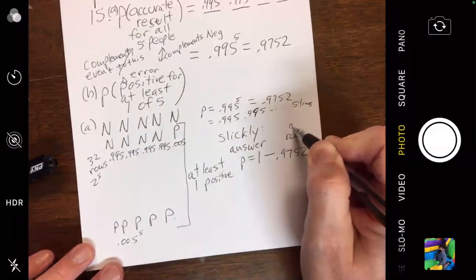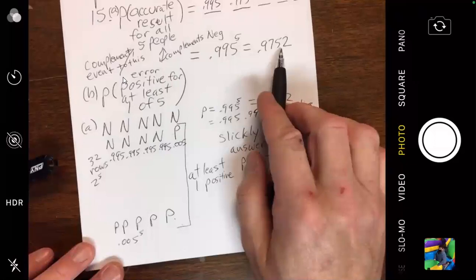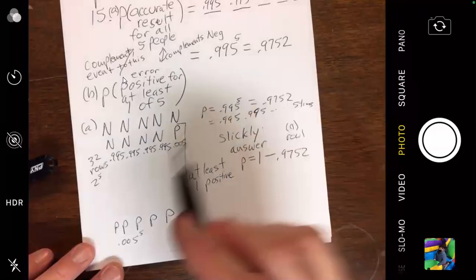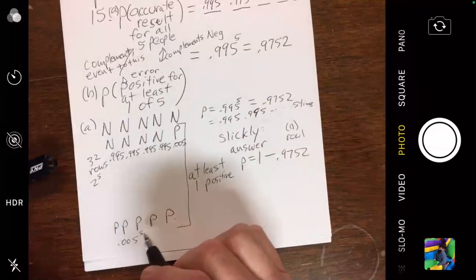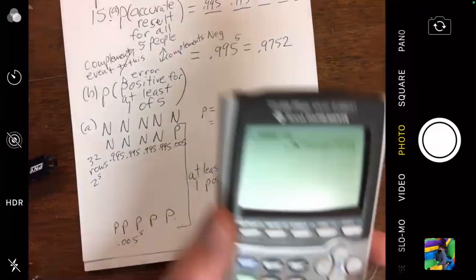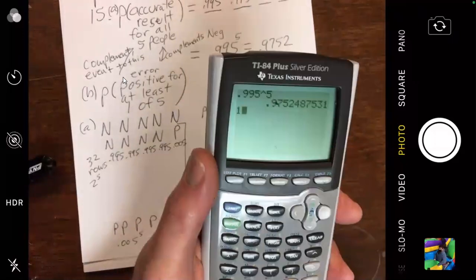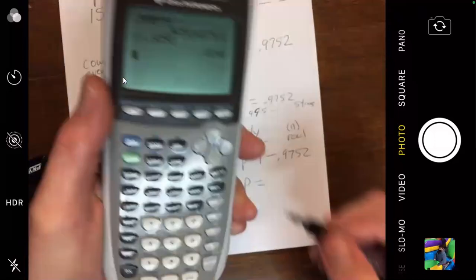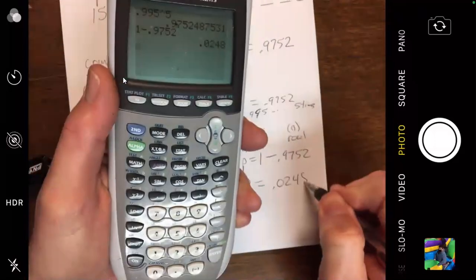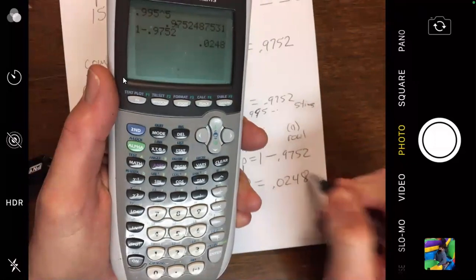That's why he did this. He had you do part A and get that answer, and then you could very slickly recognize B as a complement and get your answer from doing this. 1 minus 0.9752 is 0.0248. 2% chance you'd have at least 1 false positive result, and that's what he has.